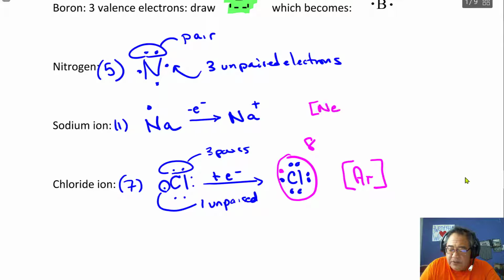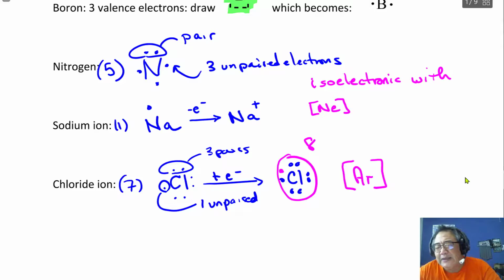Isoelectronic is the term. Actually, I'll write that down for you. Isoelectronic is a fancy way of saying it has the same number of electrons, arranged in the same way, as a noble gas.